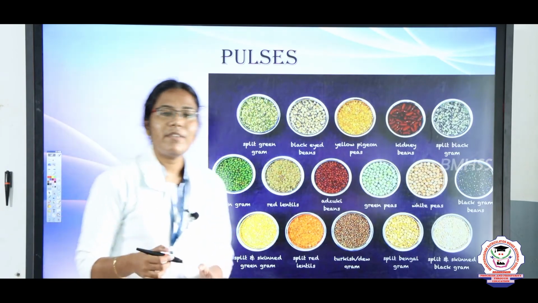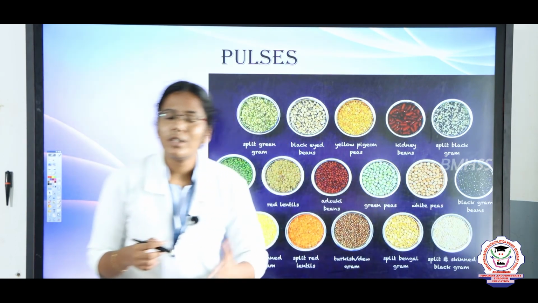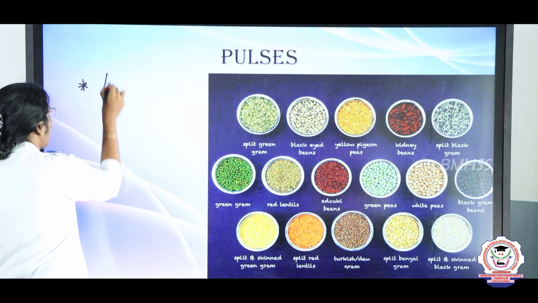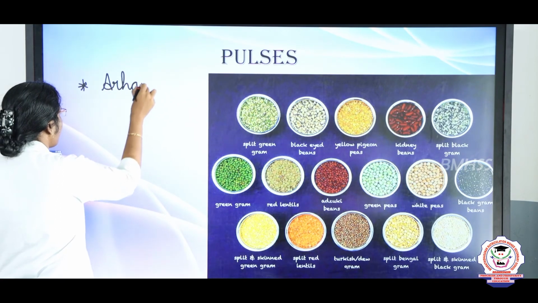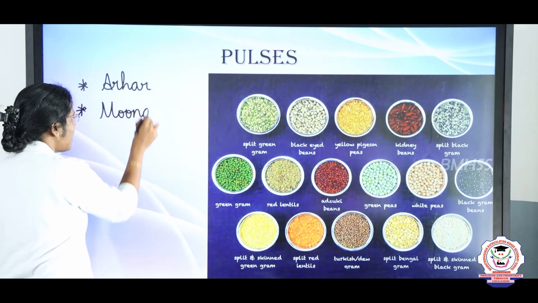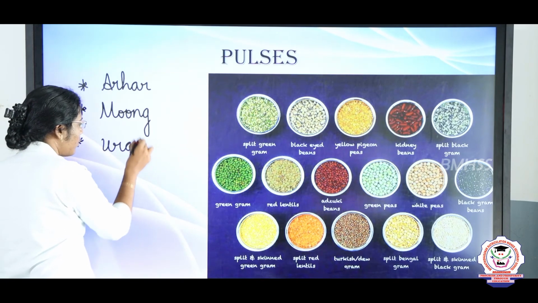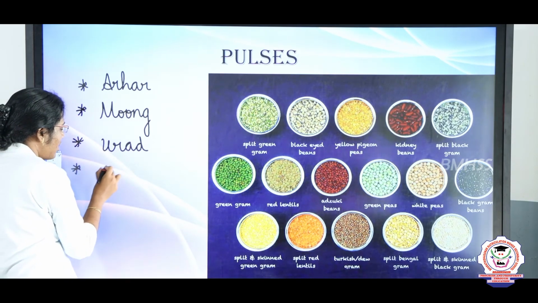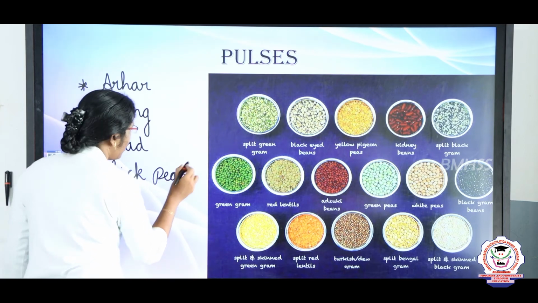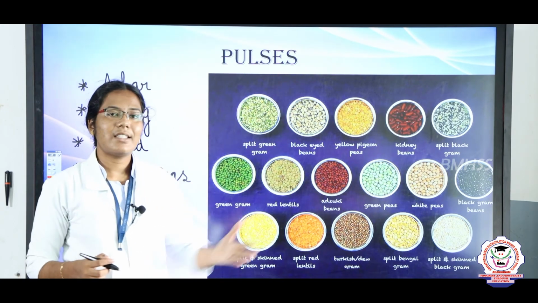Then pulses, in Tamil we say parippu vagaigal. Along with fruits and vegetables, the people who live in India love to eat pulses like arhar, A-R-H-A-R, moong, M-O-O-N-G, in Tamil pasi parippu, urad dal, in Tamil ulutham parippu, and chickpeas. So along with food grains, the people who live in India love to eat pulses. In Tamil we say parippu vagaigal.